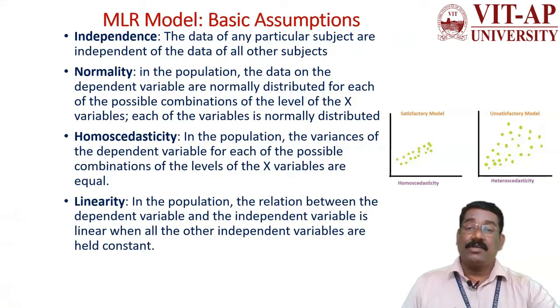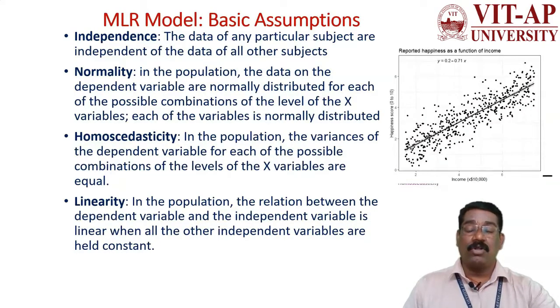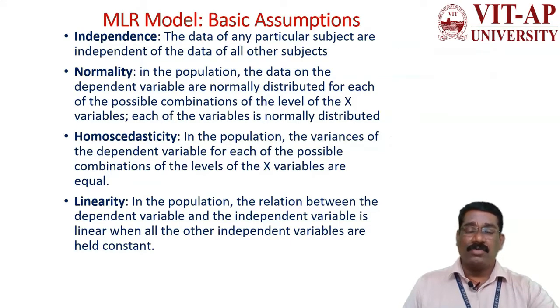And the next basic assumption is that the variables should be linearly interrelated. I mean that in the population, the relation between the dependent variable and the independent variable is linear when all other independent variables are held constant. So when we are trying to use a multiple linear regression model, this data has to abide by this basic assumption. We need to check on that.